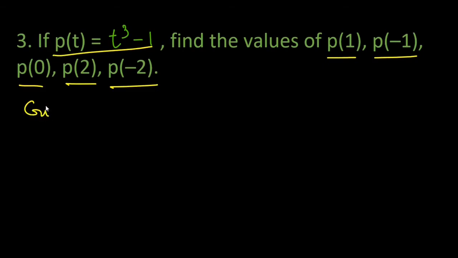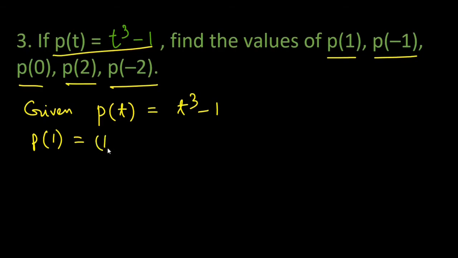So given polynomial p of t is equal to t cube minus 1. We need to find p of 1, p of minus 1, p of 0, p of 2, p of minus 2. So let us first find p of 1. P of 1 is equal to, substitute 1 in place of t. 1 cube minus 1. This is 1 minus 1 is equal to 0.